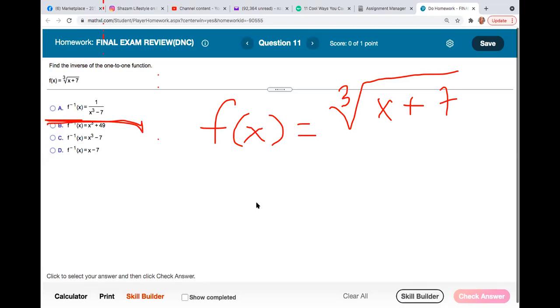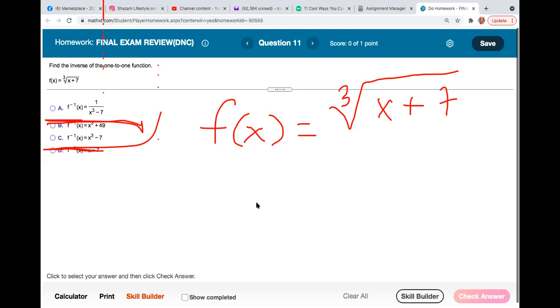Additionally, guys, this is a cube root function. You're doing inverses of the cube root, so it's going to have to have the cube. So which means the answer cannot be letter D, guys. Good old-fashioned common sense, okay? Seriously, guys, that's just a little bit of critical thinking.